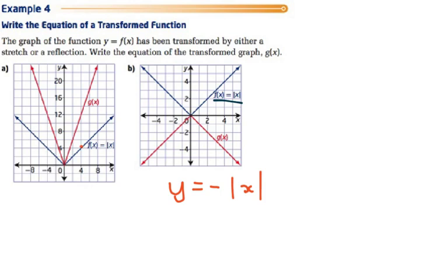So I'm going to pick this point here that's at a height of 4. Its corresponding point on the new function is at a height of 12. Another point at, let's say, 6. Its corresponding point is at a height of 18. So if we deal with this as a vertical stretch, everything has been stretched out by a factor of 3. So we would call it y equals 3 absolute value of x.